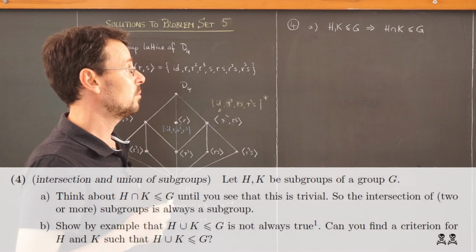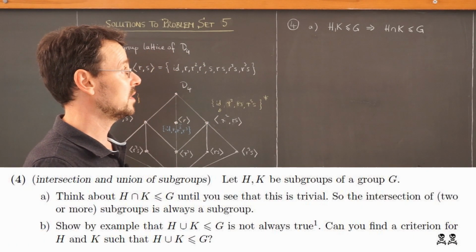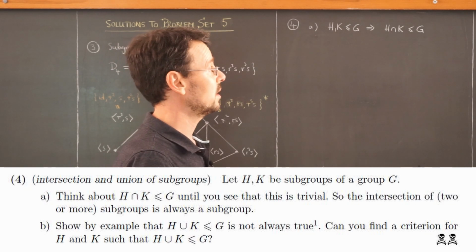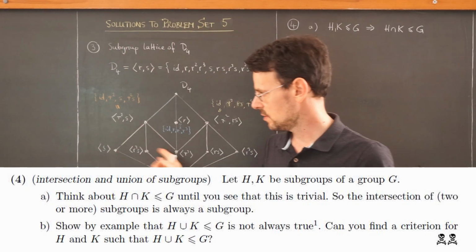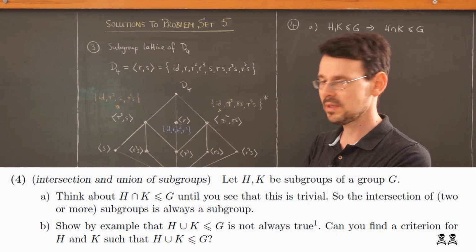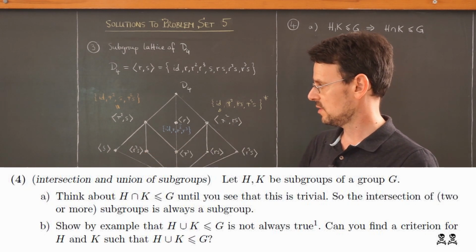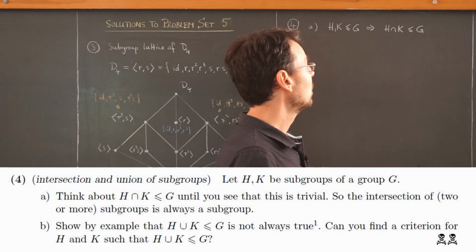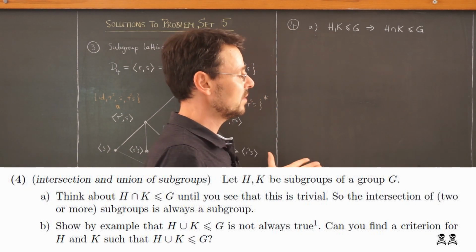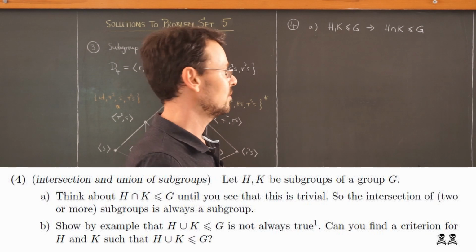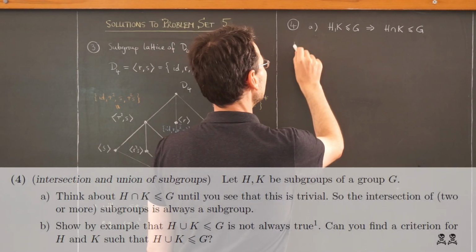Okay, now an important fact. If I take the intersection of subgroups, I always end up with a subgroup again. This is what can be seen here. If two lines meet downwards, then automatically this dot corresponds to a subgroup. This is actually trivial, but nothing is trivial until you see it, so let's prove it.